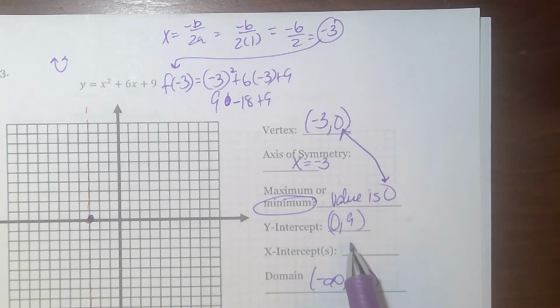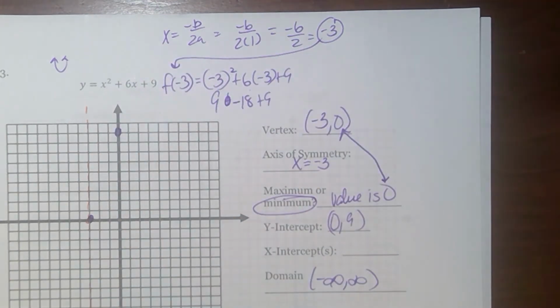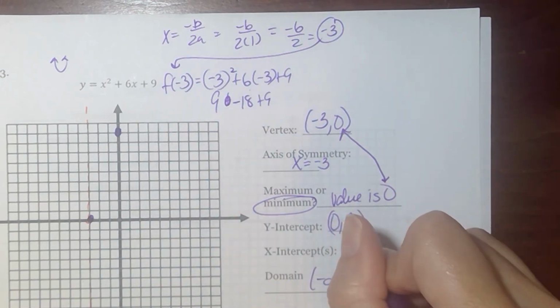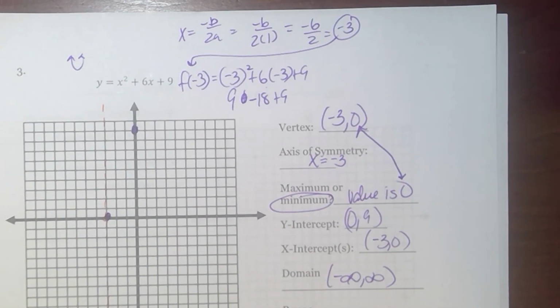The y-intercept is at 0, 9. That's going to be up here. Now, we already know that my vertex of my function sits on the x-axis. Is my graph going to intercept the x-axis anywhere else? No, it's not. My only x-intercept is that -3, 0, the vertex of my function.